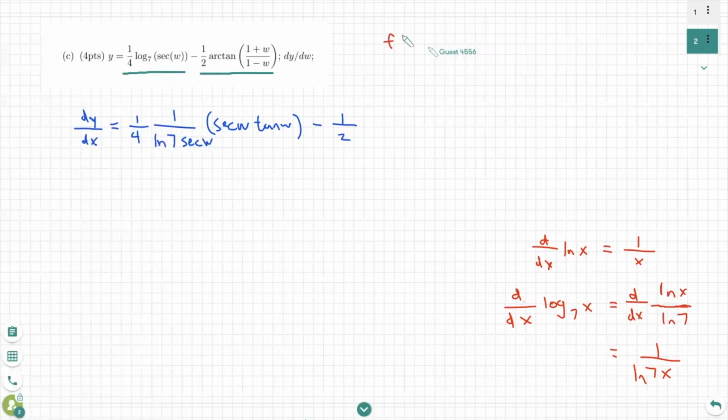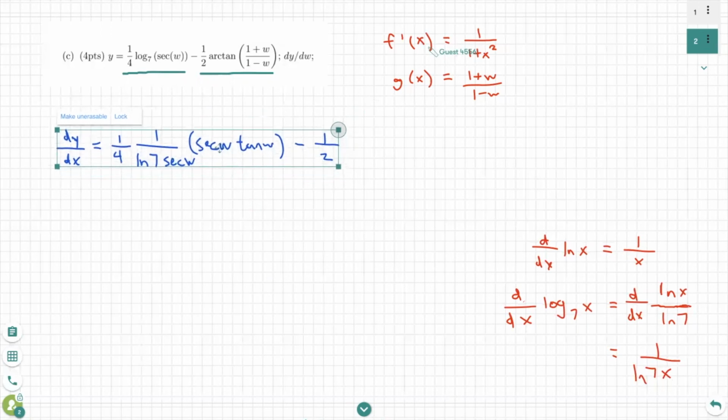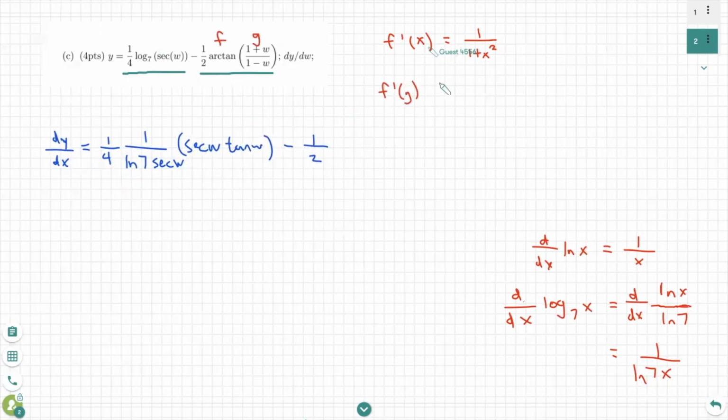So what's f prime equal to? 1 over 1 plus x squared. Oh, 1 over 1 plus w over 1 minus w squared. Yeah, g is equal to this. Yeah, f prime of g. 1 over 1, yeah, plus this squared.